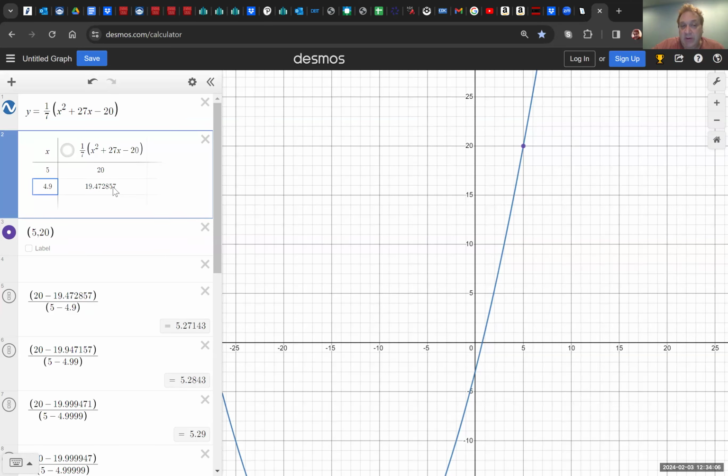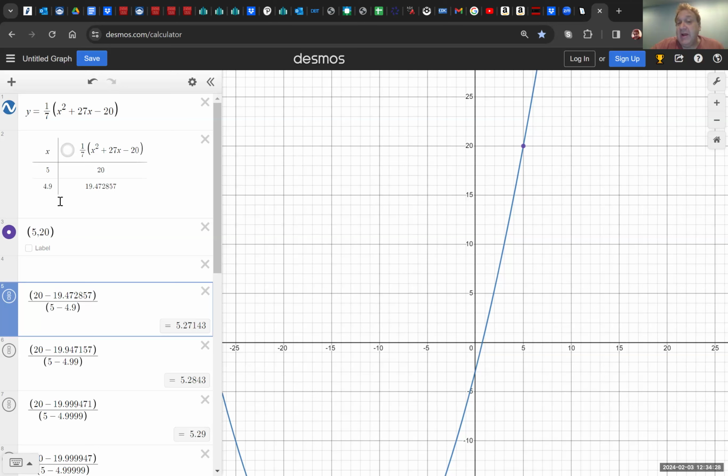So if I want to calculate the slope, the approximate instantaneous rate of change, I would do y2 minus y1, 20 minus 19.472857, over 5 minus 4.9, the x2 minus the x1, which is what I've done down here. So this calculation right here is exactly those numbers, and the approximate instantaneous rate of change is this 5.27143 number.